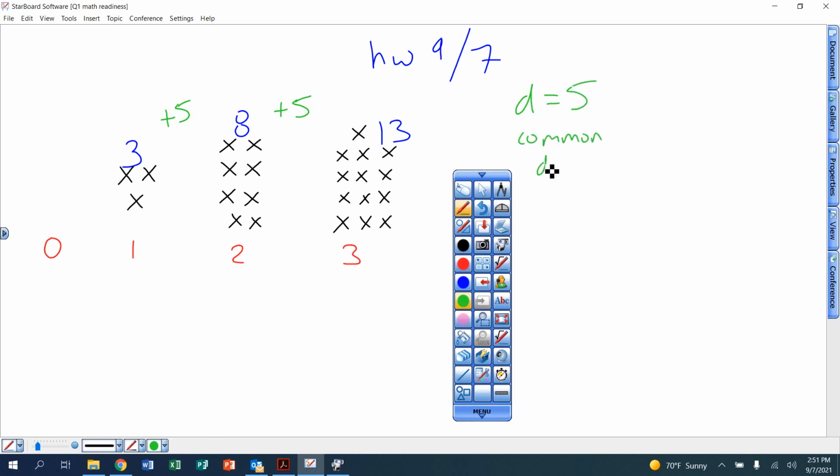The first random word is soccer. Soccer. Always arithmetics where you're adding have a common difference. You could use that to backtrack, to go backwards, subtract that.